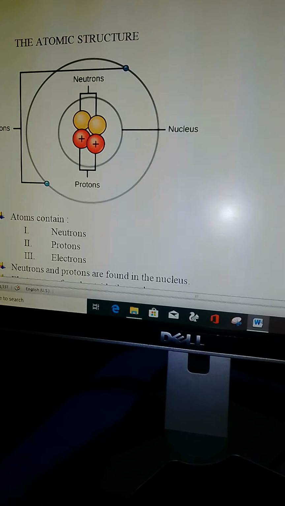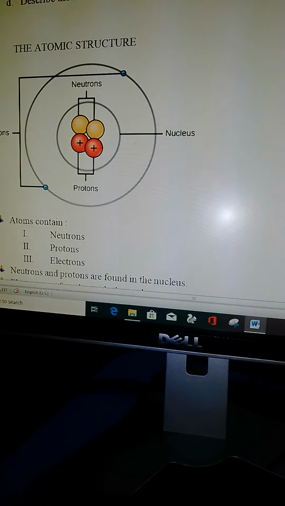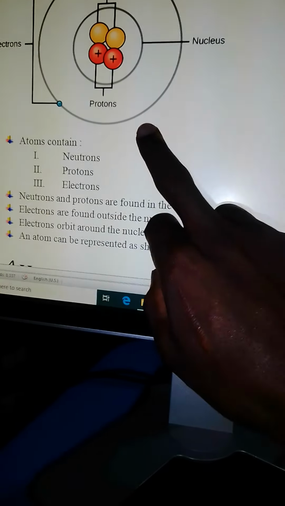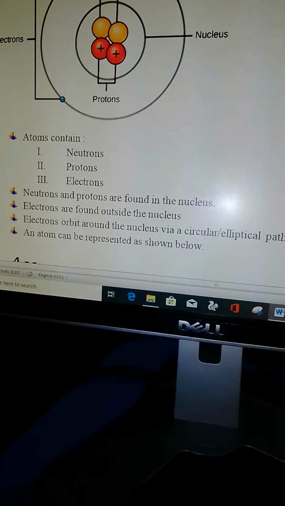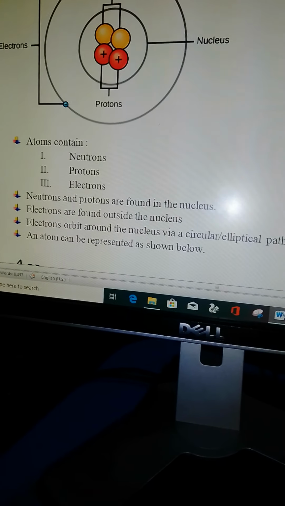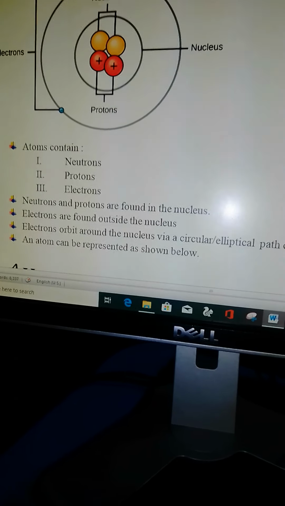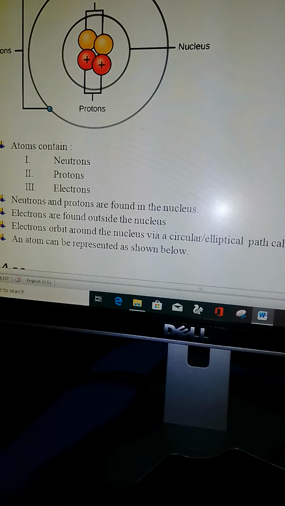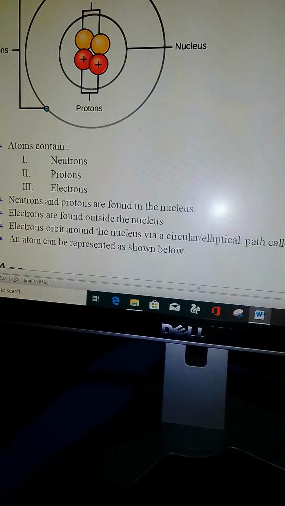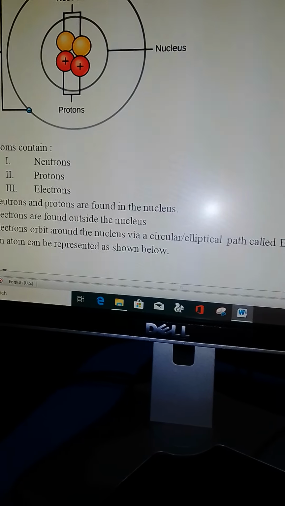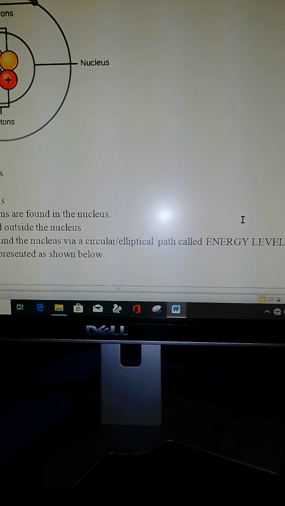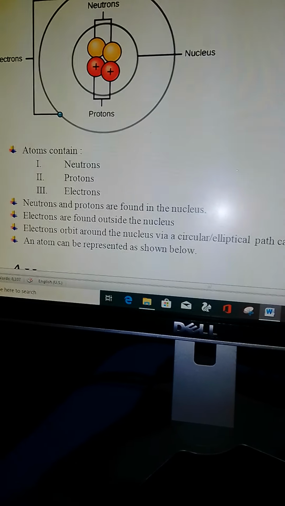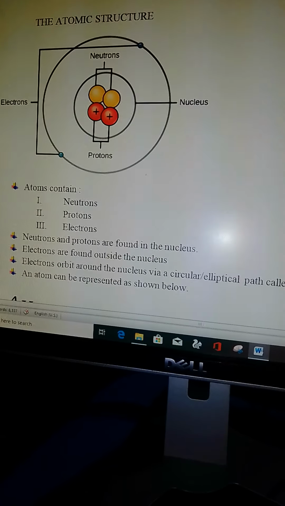Very important. So how many particles do we have inside the atom? We have neutrons, protons, and electrons. Very, very important. Neutrons and protons are found in the nucleus. Electrons are found outside the nucleus. Electrons orbit around the nucleus via a circular or elliptical path called energy level. An atom can be represented as shown above.